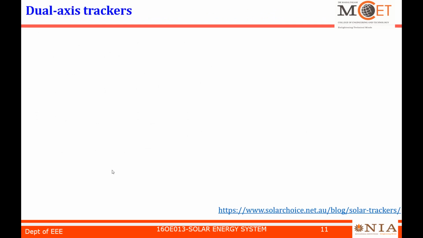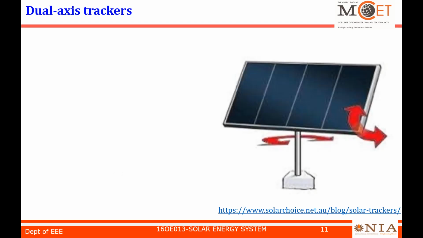Dual axis. A dual axis tracker tracks the sun's position and moves the solar panel to orient to the sun's position. That is, it moves the solar panel in horizontal and vertical positions so that the sun's rays falling on the panel will be perpendicular and generate more electricity. This is a dual axis tracker. Here the panel can move in the vertical position as well as the horizontal position.